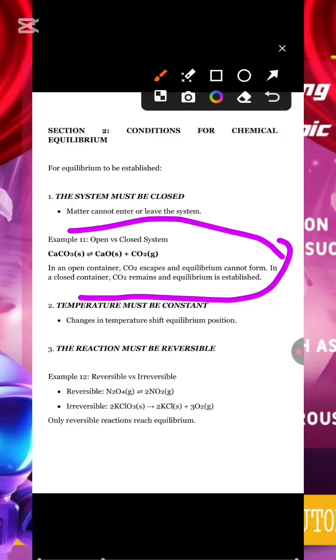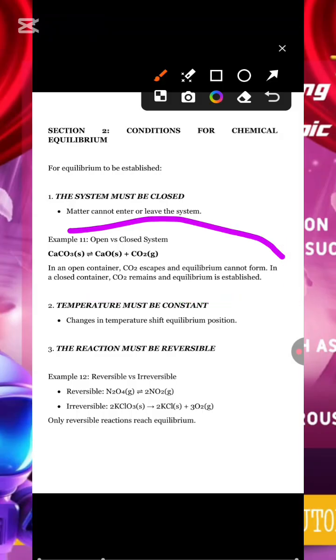So, if this is an open system or an open container, CO2 is a gas and it will evolve and escape, and equilibrium cannot be formed. But in a closed container, CO2, which is a gas, will not be able to escape, so it will remain, and then equilibrium will be established. Equilibrium cannot be established when one of the products or one of the reactants is escaping. All of them must be present for equilibrium to be accomplished. Okay, so that's the first condition.